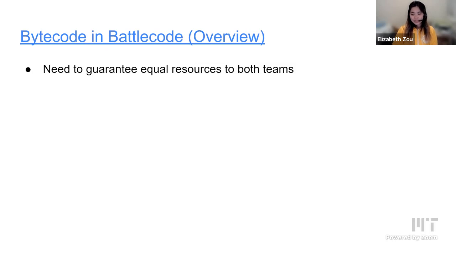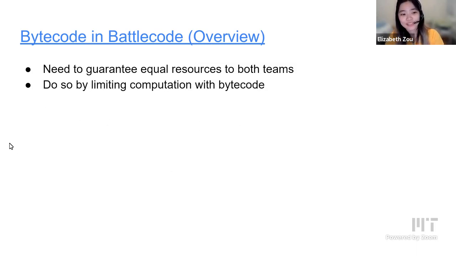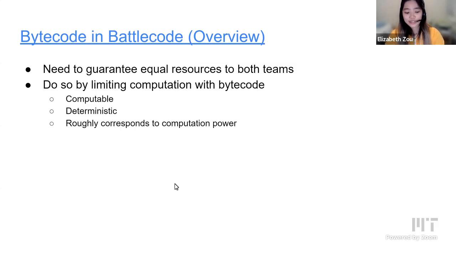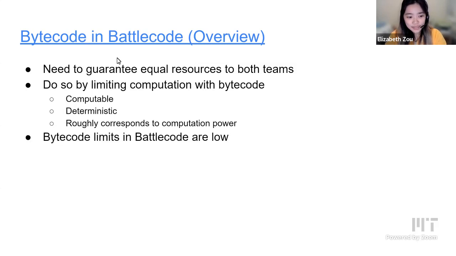Similarly, if you just use runtime, then it's not deterministic and it's going to be really difficult for people to debug their code, because if you run your robot multiple times and every time it does something different, that's very difficult. Because of these reasons, we limit computation by using bytecode. Bytecode is computable, it's deterministic, and it roughly corresponds to computation power. For these reasons, we use bytecode counting in Battlecode.